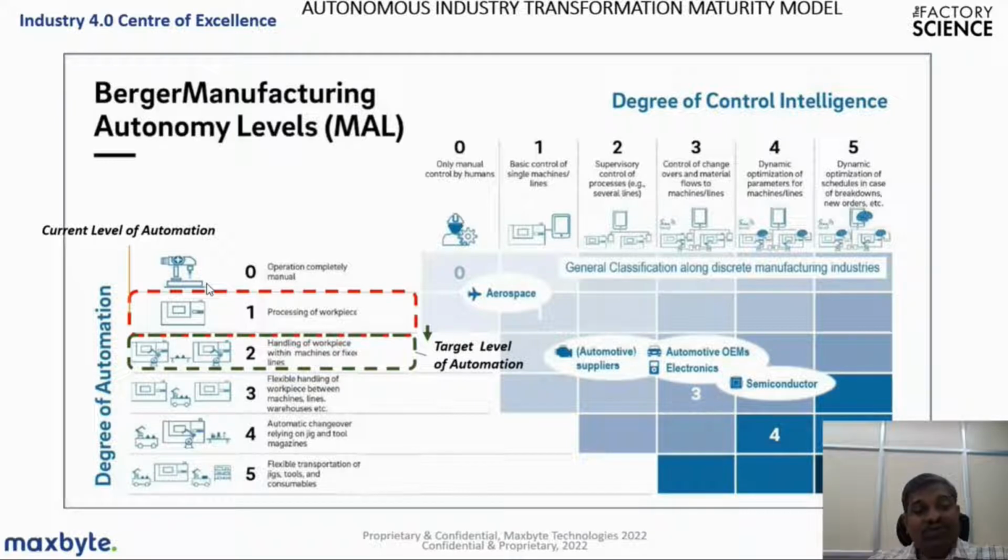Level 0 will be complete manual operation, or CNC machines or any other machines which process the workpiece in a single stage. What happens when we implement these cobots or robots for material handling is that we achieve Level 2, which is our target level of automation from Level 1. It will handle the workpieces individually, but it will not have any communication between the to and fro machines.